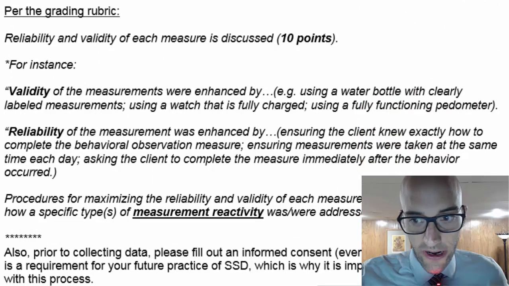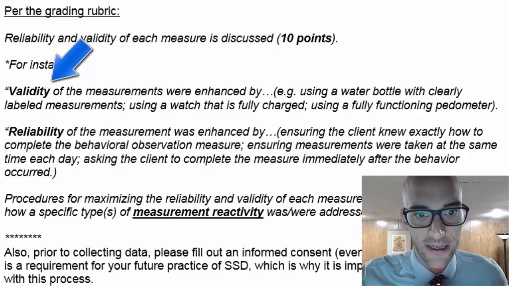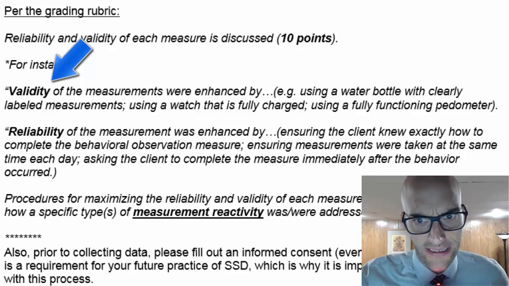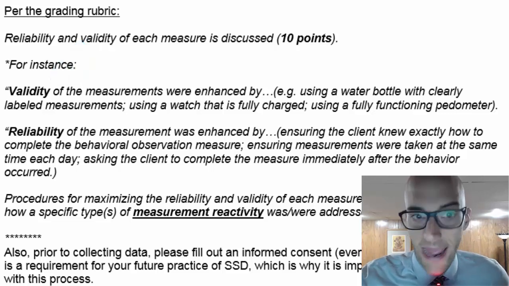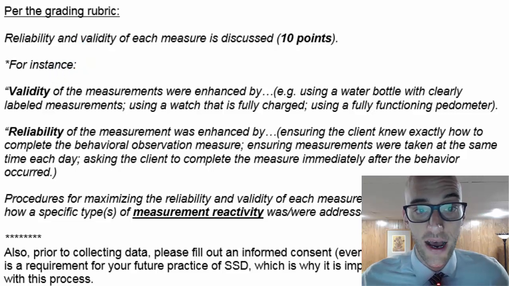Straight from the rubric, you could put something like, for validity, the measurement was enhanced by, if you were to measure ounces of water consumed per day, using a water bottle that had clearly labeled measurements, or using a watch that's fully charged if you're going to be measuring exercise per day. All of these are making sure that your measurement is valid, that it's an accurate measure, and that you've done something to enhance the accuracy of that measurement.